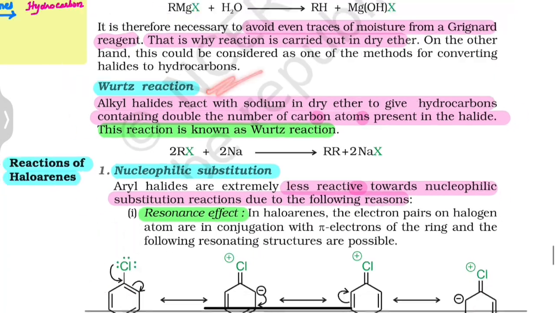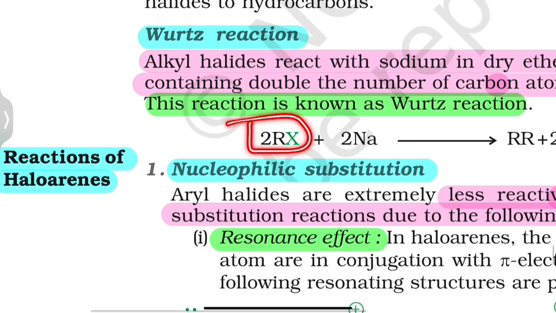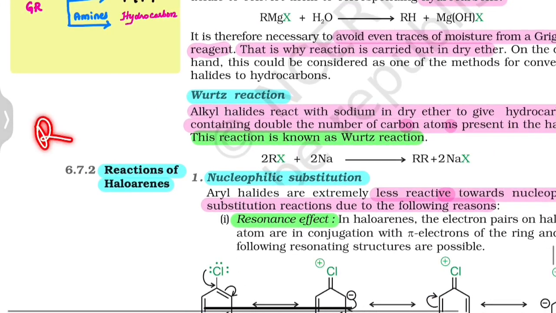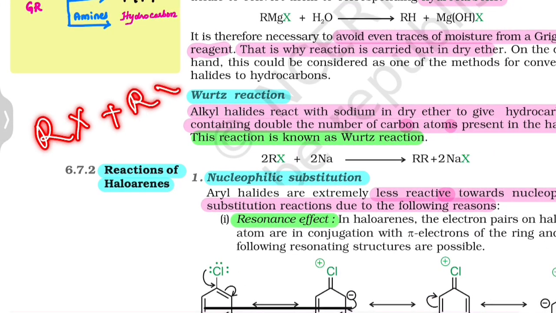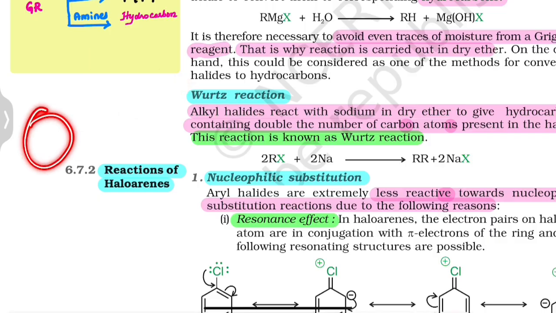Next is the Wurtz reaction. In the Wurtz reaction, you take an alkyl halide and treat it with sodium in the presence of dry ether. Here you are taking two alkyl halides, RX and RX. The halogen and sodium will be removed. Just a minute, I'll write down the reaction.